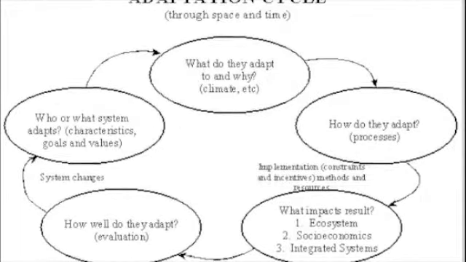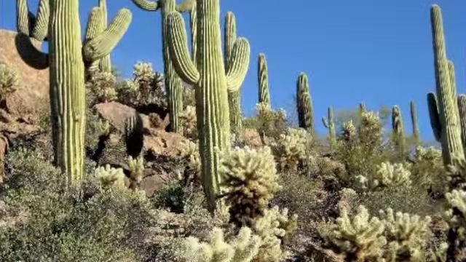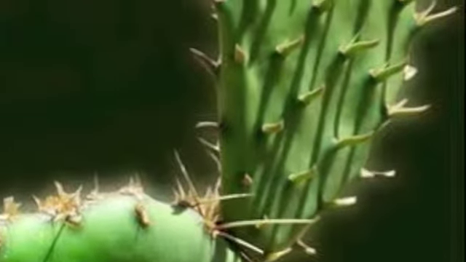Adaptation is vital in surviving. If an organism cannot adapt to its climate, it eventually will die. For example, cacti, a plant native to the desert areas, have spikes instead of leaves to reduce moisture loss.